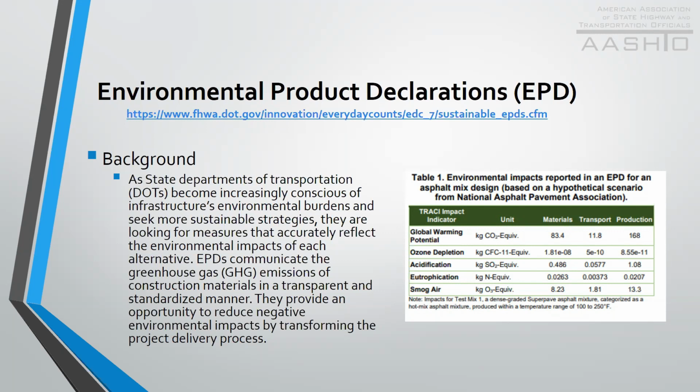Here on the right-hand side, you'll see Table 1, environmental impacts reported in an EPD for an asphalt mix design. This is based on a hypothetical scenario from the National Asphalt Pavement Association. It's a great example of that final product of the EPD, often referred to as the nutrition label of a transportation material. This documentation will be an effective way to communicate to state agencies at this level.